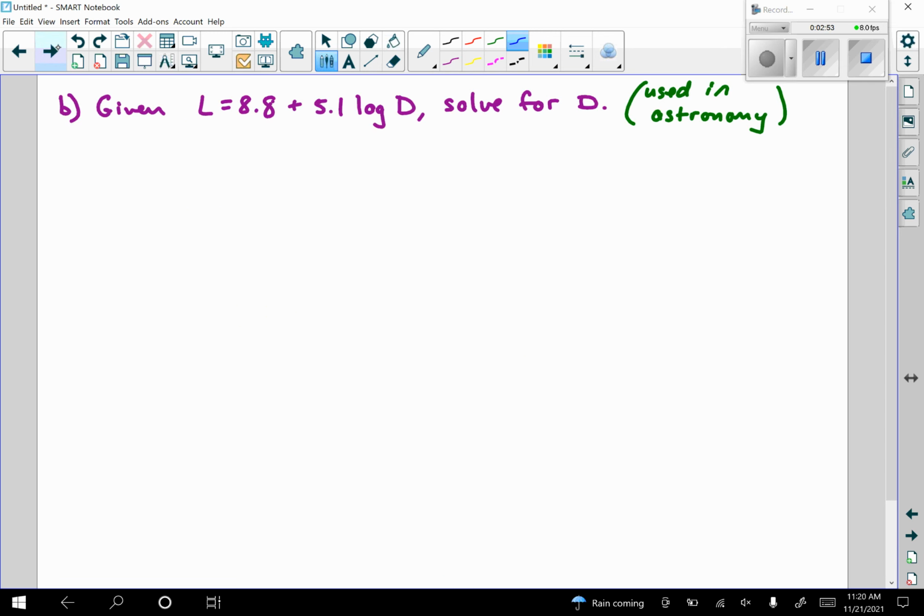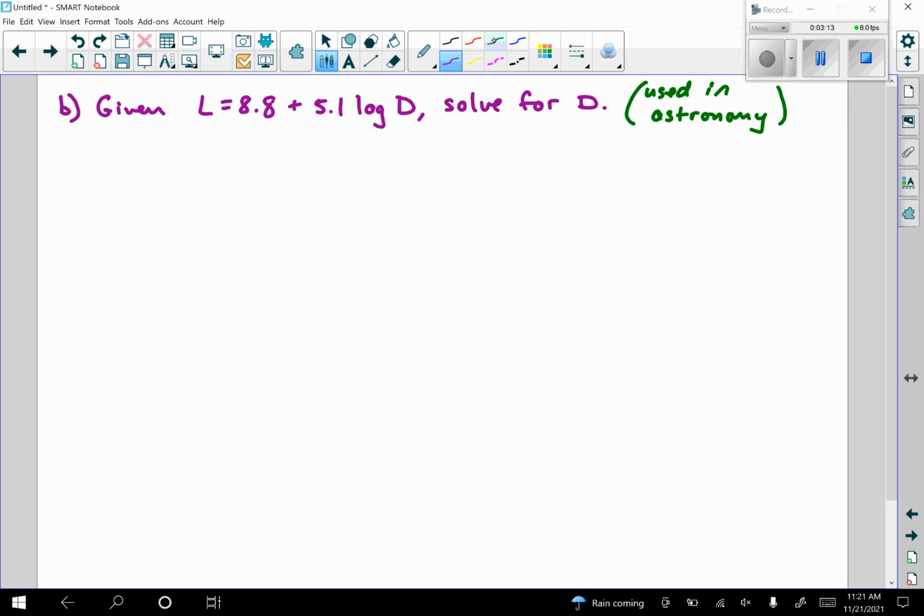So we'll try another example. This formula is actually used in astronomy, and we're going to solve this for d. So we have L is equal to 8.8 plus 5.1 log d, and we want to solve this for d. If you want to pause the video and give this a try, you can. If not, let's go through the steps.